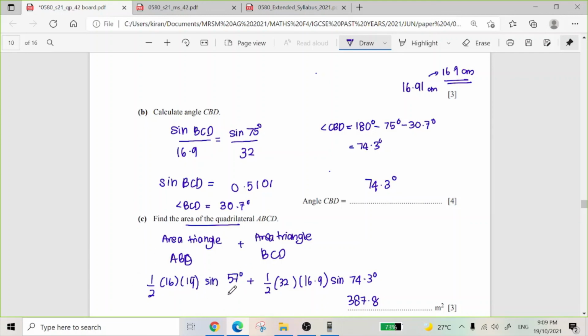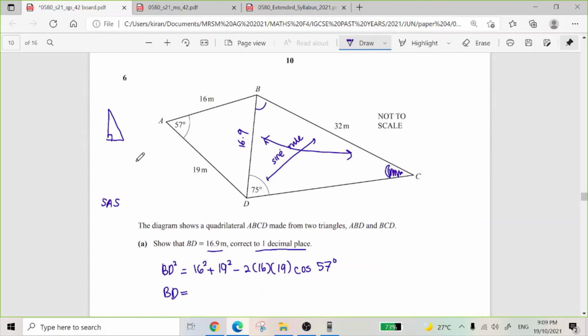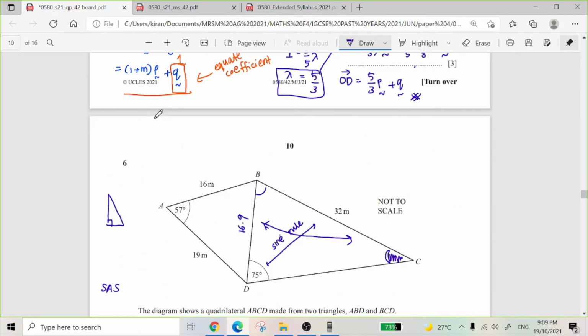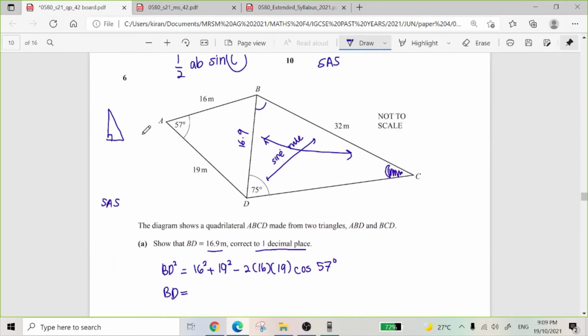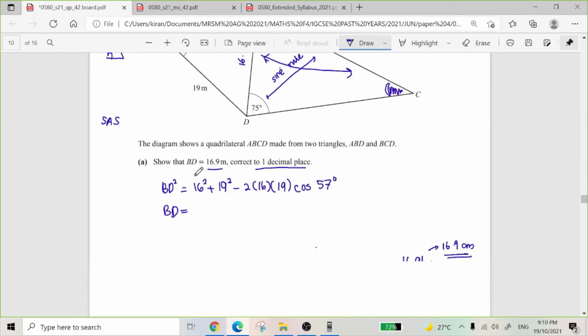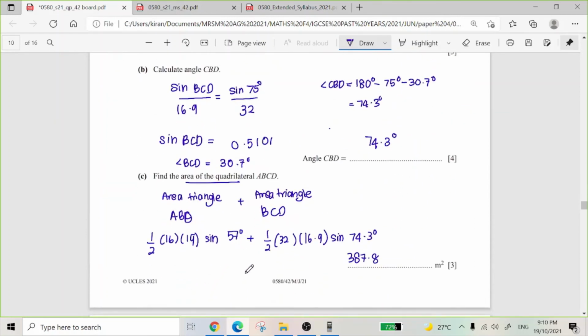Kita mesti gunakan part of included angle. Okay, 1/2 AB sin C, maknanya C ni ialah included angle. Included angle tu macam mana? SAS lah. Okay, we learn from this congruent SAS, which is side angle side. Okay, that is included angle. So for this one, ABD is 1/2 times 16 times 19 sin 57.